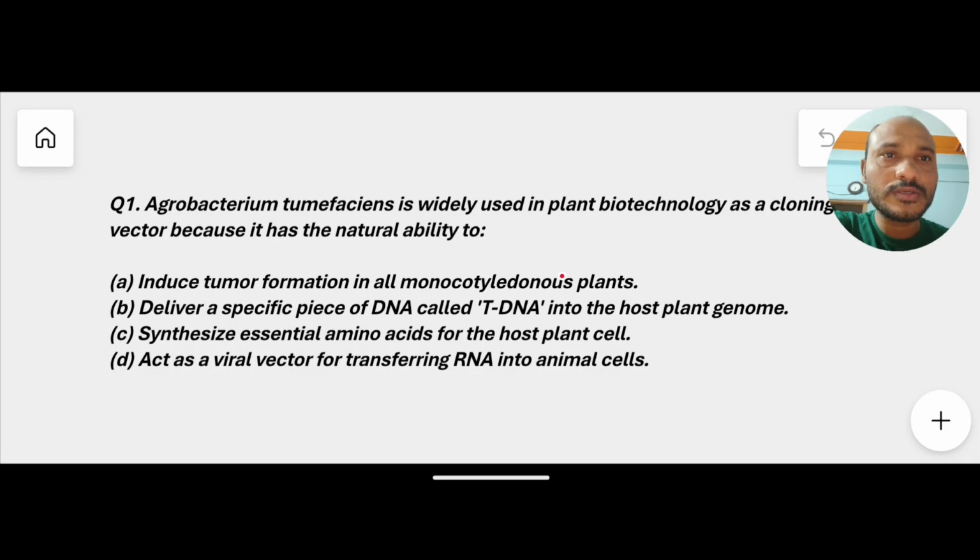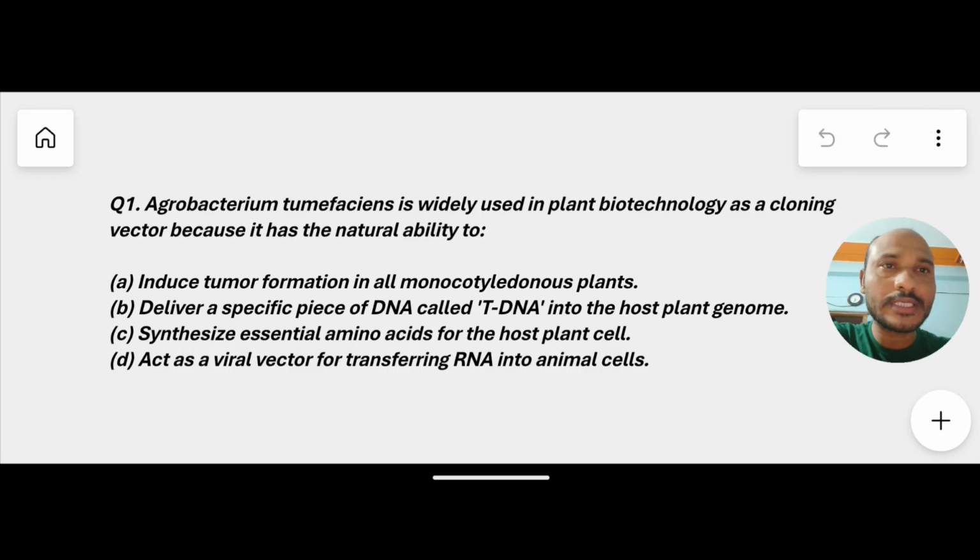Here it is asking about Agrobacterium tumefaciens. Agrobacterium tumefaciens species is widely used in plant biotechnology, yes, as a cloning vector. Just now we discussed why. It has the natural ability. Read these four options and choose the right answer, and your answer must be dropped in the comment box.